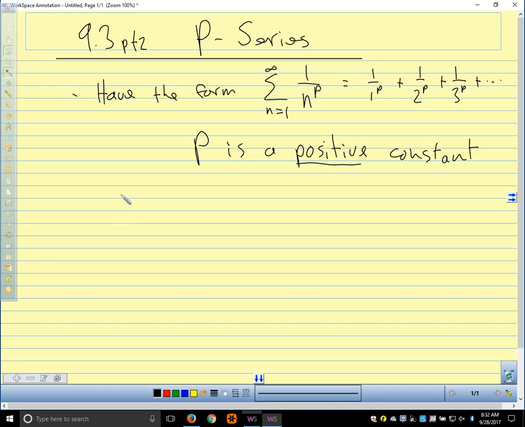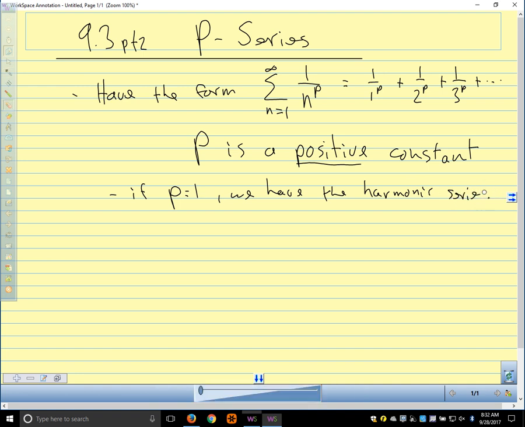Now, if p equals 1, what do we have? Harmonic series, which we already know diverges. We showed directly that the harmonic series diverges. We can use the integral test to show what other cases give us convergence or divergence for p series.